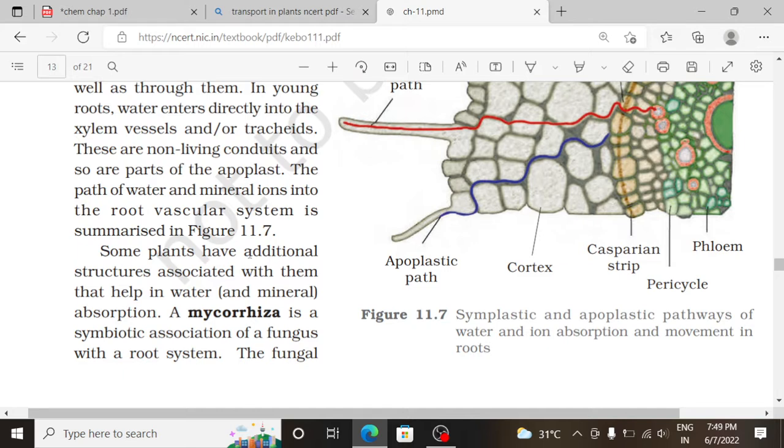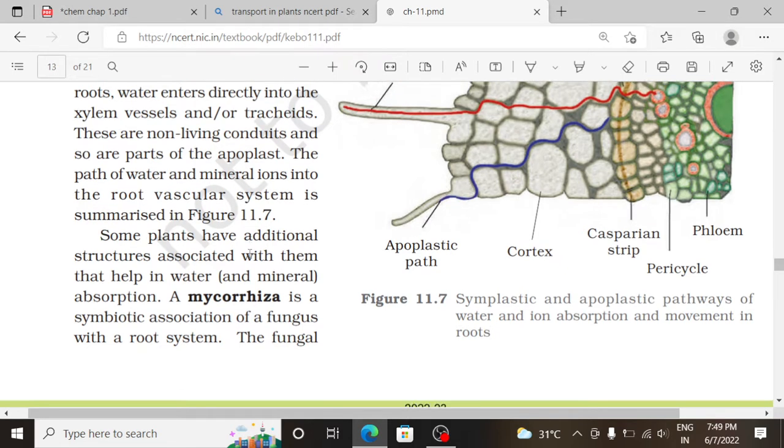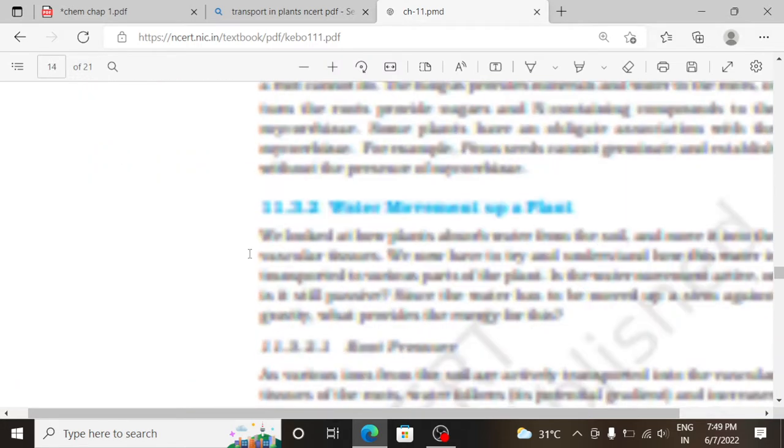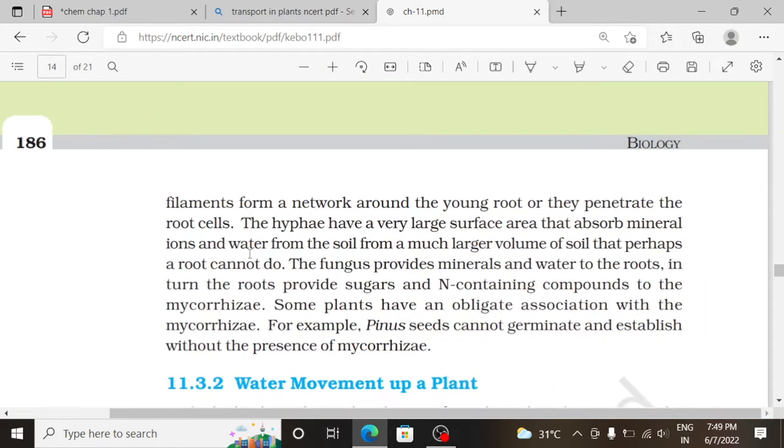Some plants have additional structures associated with them that help in water and mineral absorption. A mycorrhiza is a symbiotic association of a fungus with a root system. The fungal filaments form a network around a young root, or they penetrate the root cells. The hyphae have a very large surface area that absorbs mineral ions and water from a much larger volume of soil than perhaps a root can.